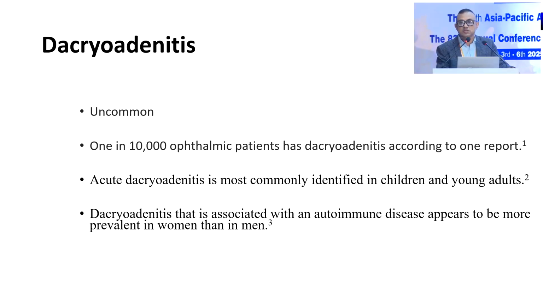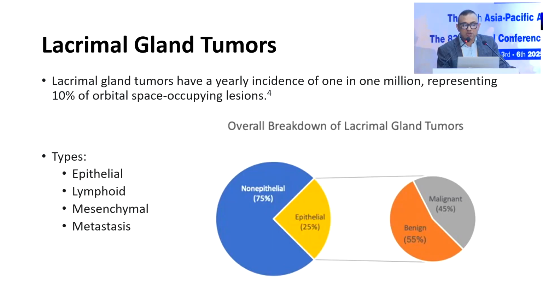So let me first come to dacryoadenitis. It is an uncommon condition, and we find it in 1 in 10,000 ophthalmic patients, mainly identified in children and young adults. Coming to lacrimal gland tumors, these tumors have a yearly incidence of 1 in 1 million, representing 10% of orbital space occupying lesions. Here is the overall breakdown of the lacrimal gland tumors: 55% are benign and 45% malignant.